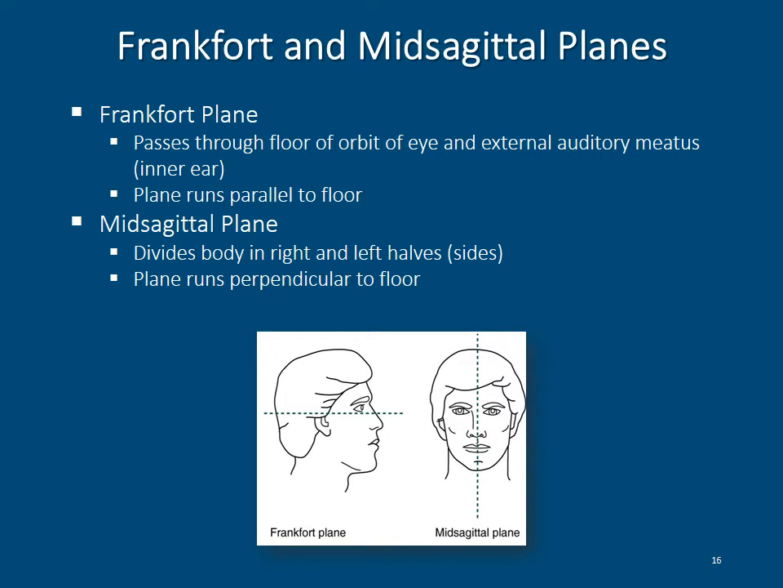There are 2 anatomical planes that are used in panoramic radiographs. We look at these planes, the Frankfurt and mid-sagittal, to help us orient the patient and the body alignment when they are placed in the X-ray machine. The Frankfurt plane passes through the floor of the orbit of the eye and the external auditory meatus, which is the inner ear. It is parallel to the floor. The mid-sagittal plane divides the body into right and left sides, and that is perpendicular to the floor.